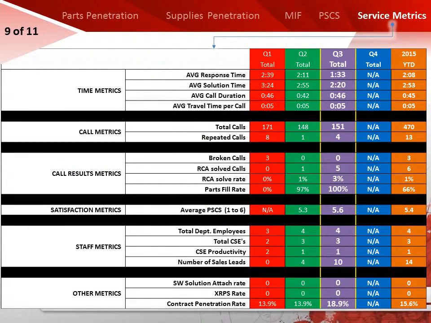In this table, we find our service metrics or key performance indicators. As a whole, our service metrics show improvement in response time, solution time, and call duration. The RCA and sales lead also show an increase.